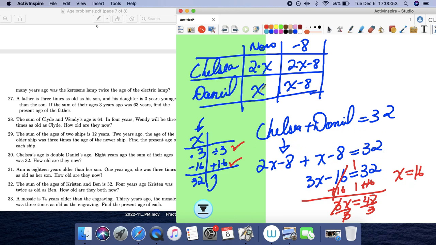I can go back to my table. I can tell you that Daniel today is 16 years old. Chelsea's twice that age, so that makes her 32 years old. Just to confirm, let's put x over here. So 8 years ago, 16 minus 8 makes Daniel 8. And then 2 times 16, 32 minus 8, is 24. So 8 years ago, if you added their ages, look, 24 plus 8 is 32. And that confirms that we have the correct ages.